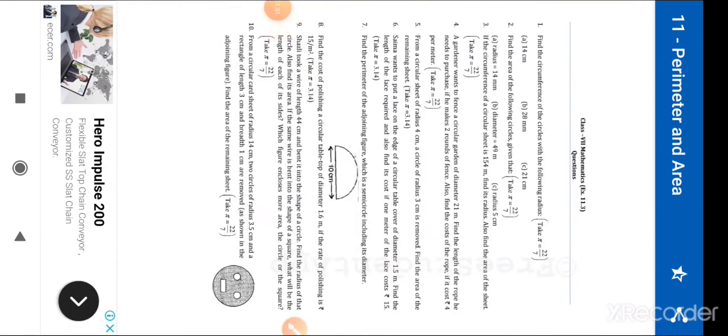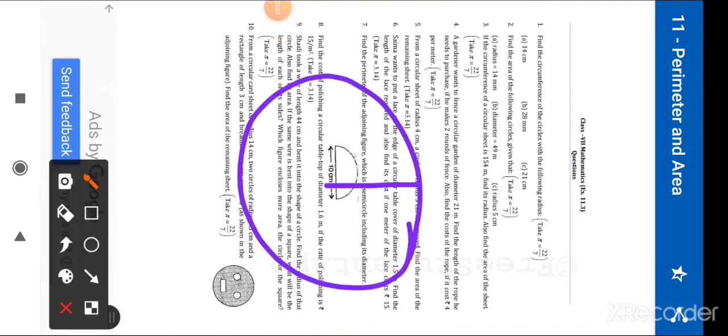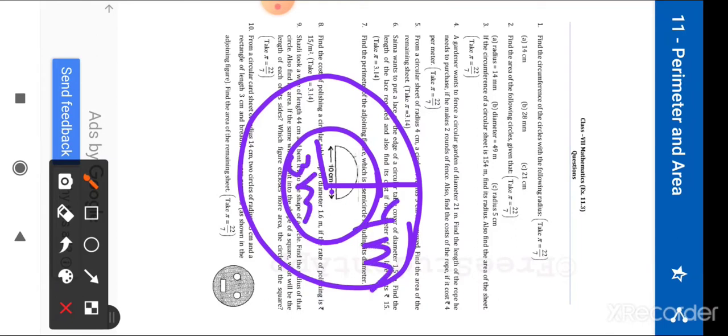From a circular sheet of radius 4 cm, a circle of radius 3 cm is removed. Find the area of the remaining sheet. Take pi is equal to 3.14. As mentioned in the question, a circular sheet with radius 4 cm is given and we have to remove a circle of 3 cm from the sheet, and after that we have to find out the area of the remaining sheet.